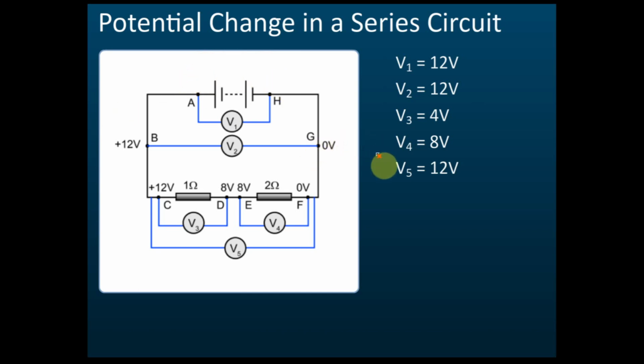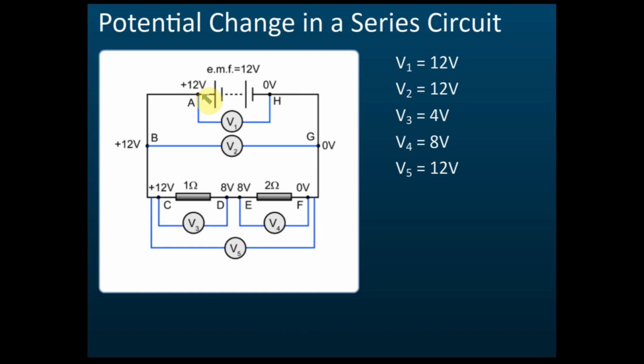So let's go back to this one. If the EMF is 12 volt, we can assume that at this point the potential is positive 12 volt, and at this point the potential is 0 volt, so that the potential difference is 12 volt. Okay.